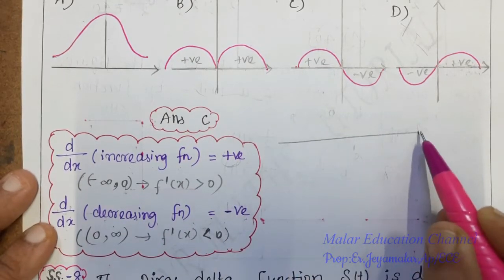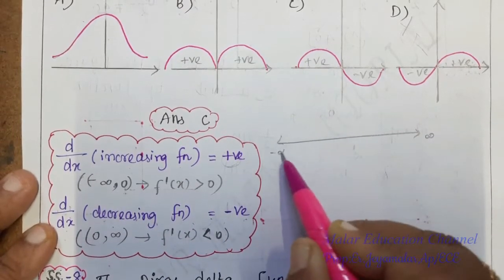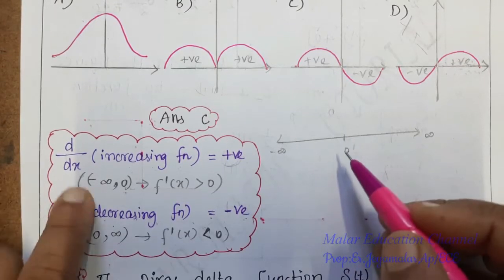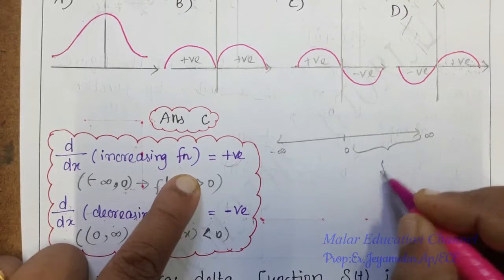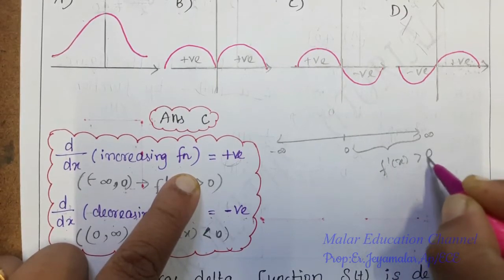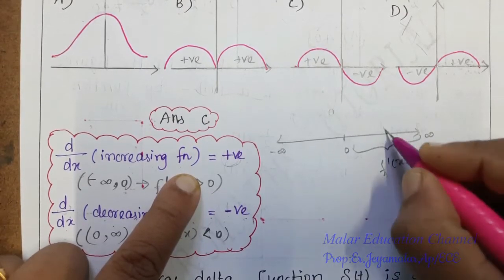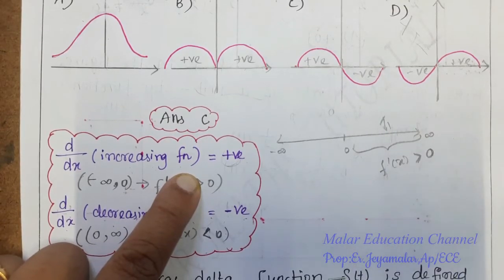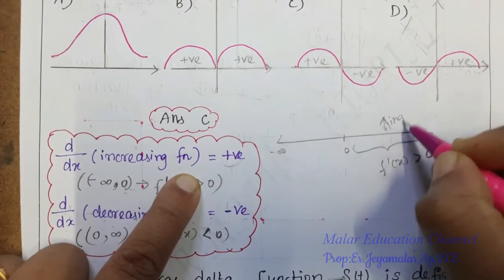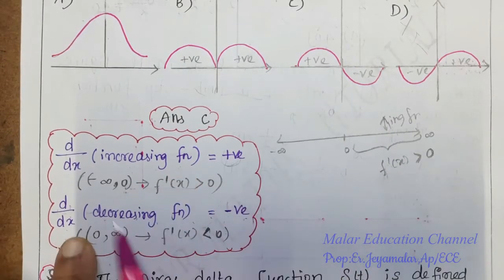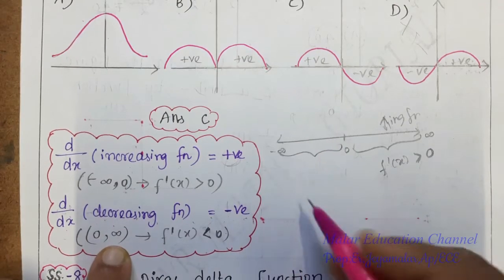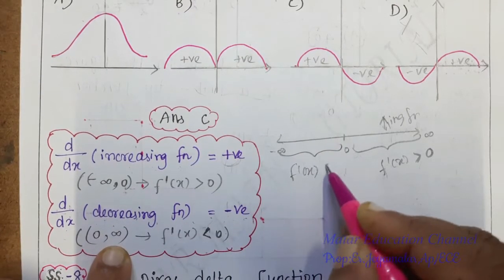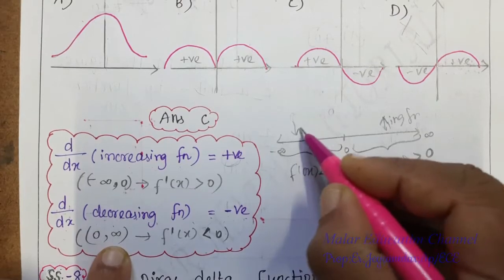This is for timeline, this is for positive direction, this is for negative direction, 0. The derivative of an increasing function is positive, meaning in this region f dash of x is greater than 0 for an increasing function. Here the differentiation of a decreasing function is negative. Negative means in this region f dash of x is less than 0 for a decreasing function.